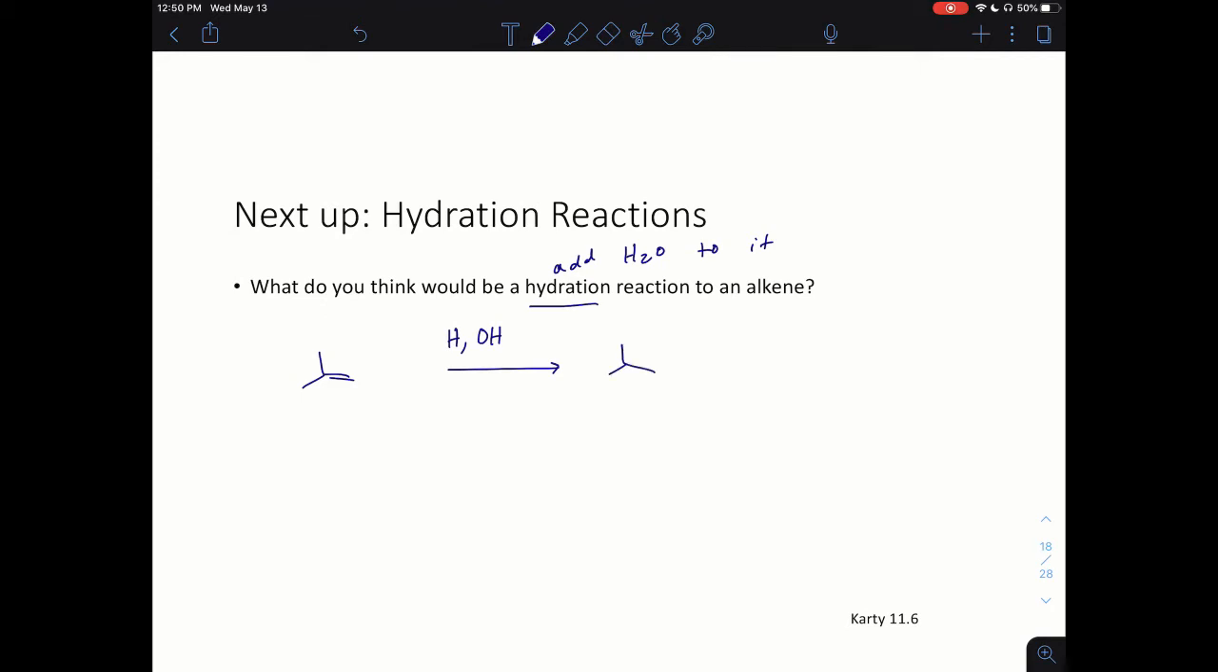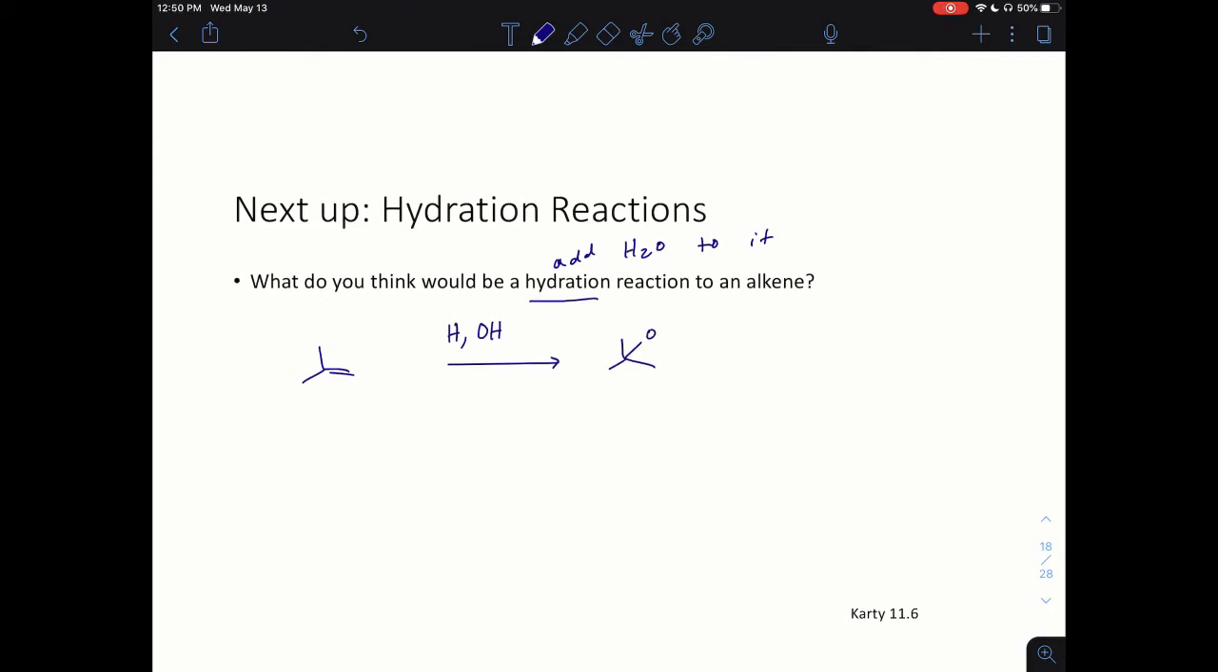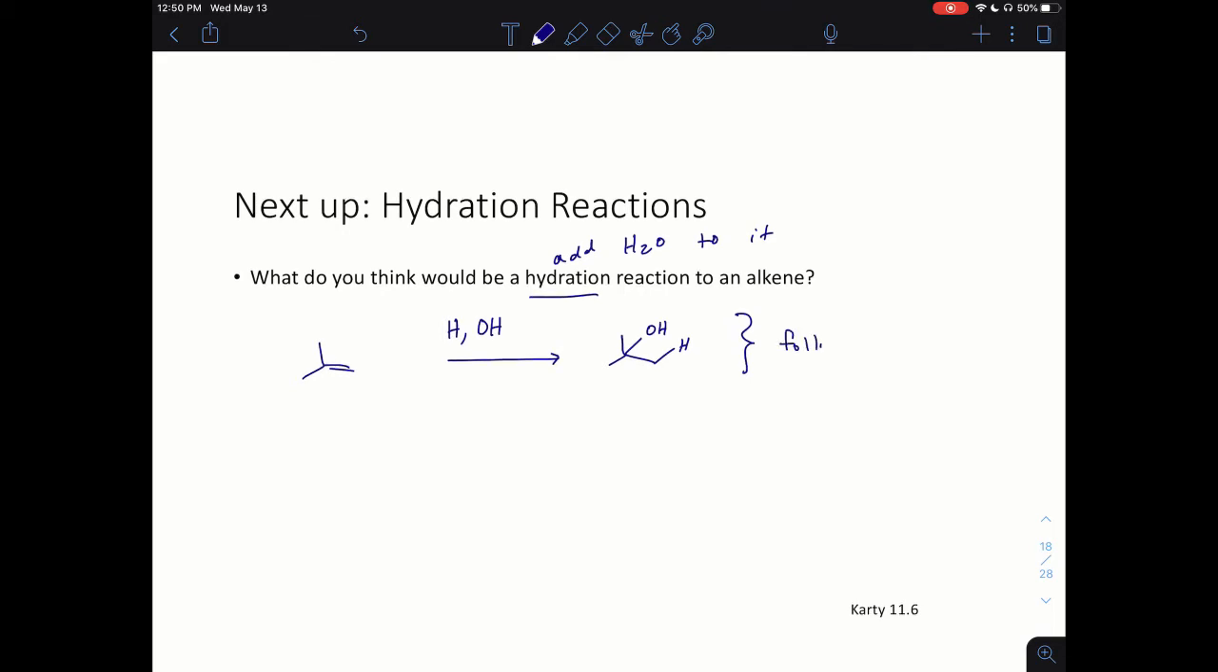Where do you think the OH will go? Yes, it will go to the more substituted carbon, and hydrogen is going to go to the less substituted carbon if it follows Markovnikov's rule, which this particular reaction that I'm going to show you now will, because it will proceed via carbocations. This will follow Markovnikov's rule.